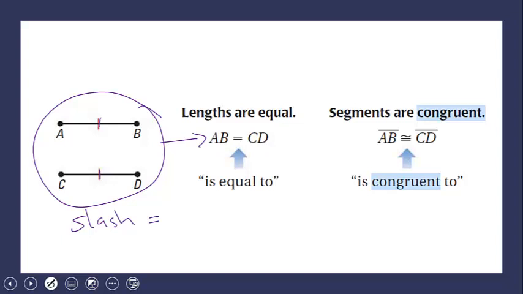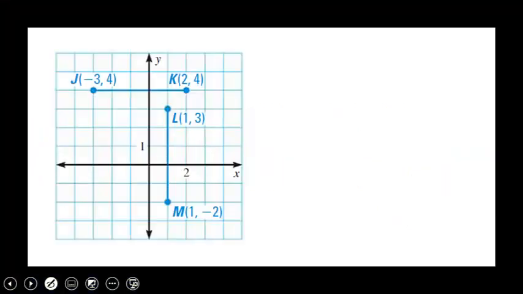So according to the rule of congruency, if one segment is equal to another segment, then that segment is congruent to the second segment. So AB is equal to CD, which means that AB is congruent to CD. Notice that the equal sign has two lines, and the congruent sign has an equal sign but a squiggly line on top.